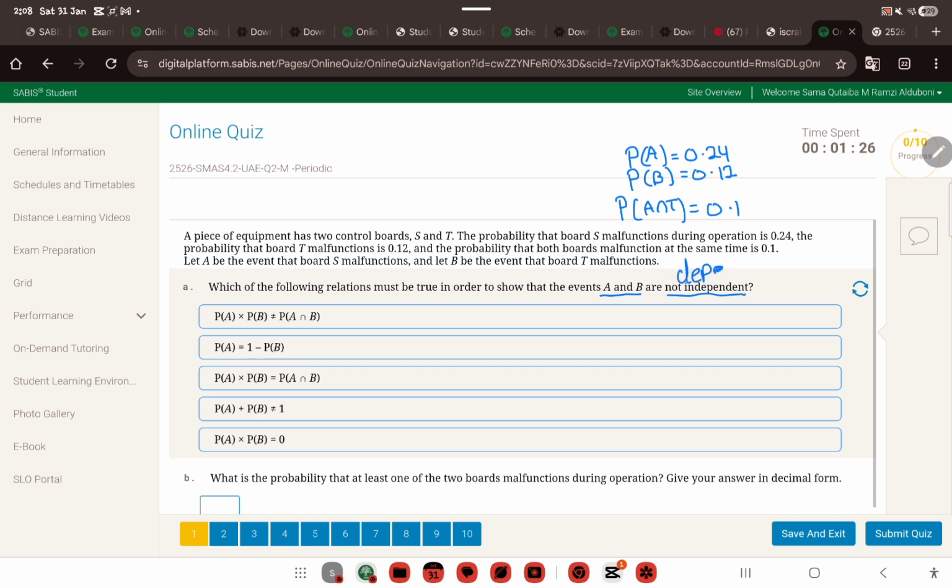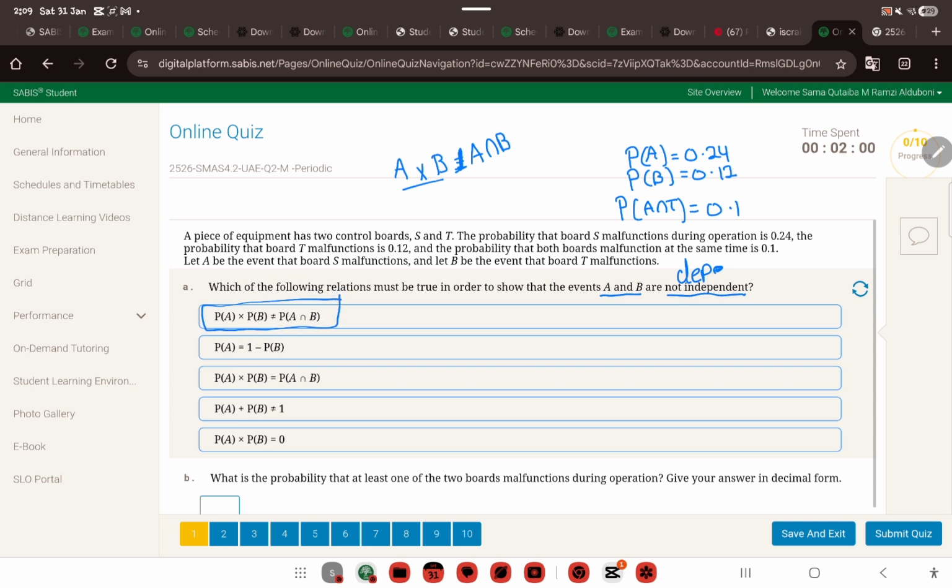Okay, so the two events A and B are independent if the product of their probabilities is equal to the probability of the intersection of A and B. So to check if they're dependent, these two must not be equal. So the probability of A times the probability of B must not be equal to the probability of the intersection of A and B, which is 0.1. So this is the answer.